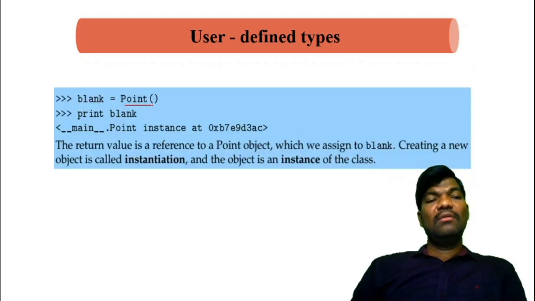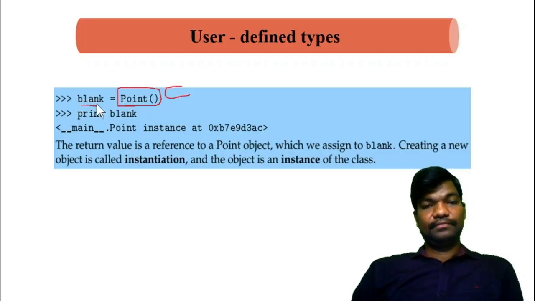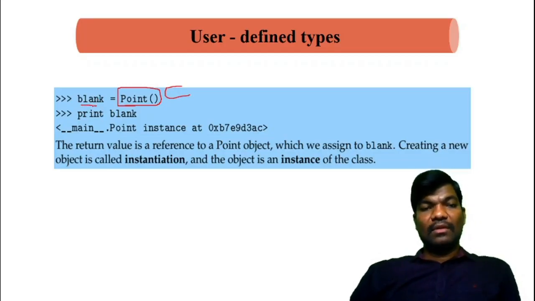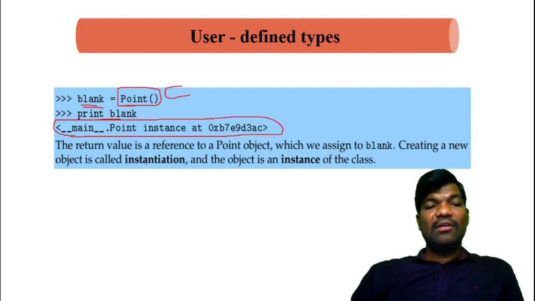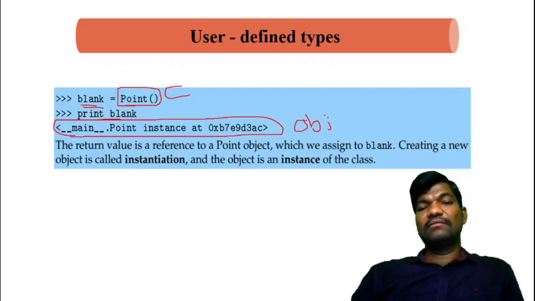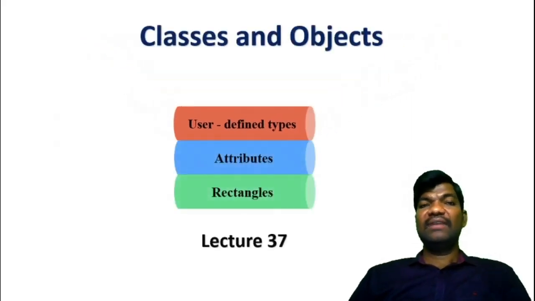Next, coming to assigning. Here the Point class is assigned to blank. Print blank, and it will display like this. So we are creating one object, an instance of a class. This is called instantiation. An object is nothing but an instance of a class. That is user defined types.